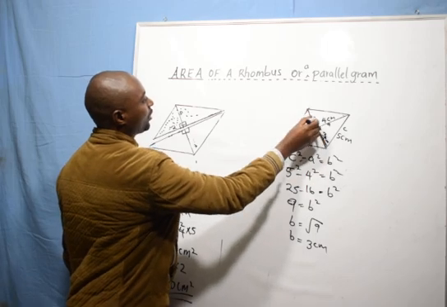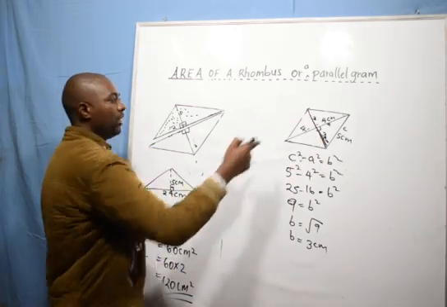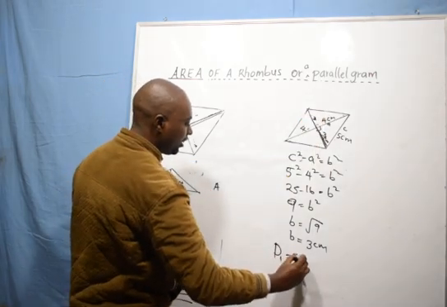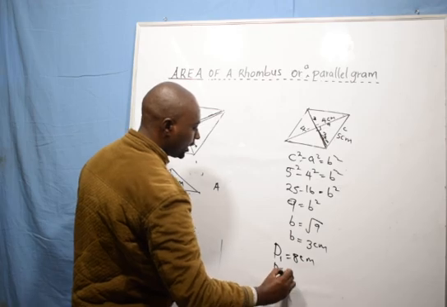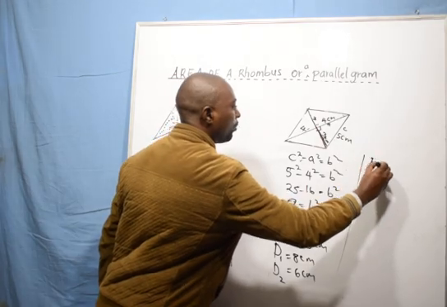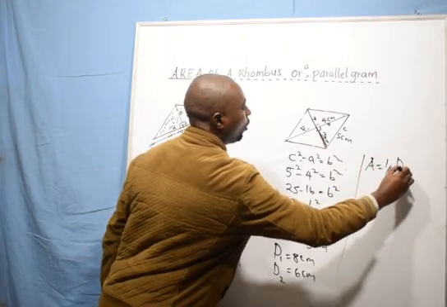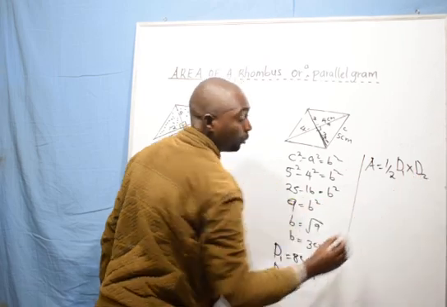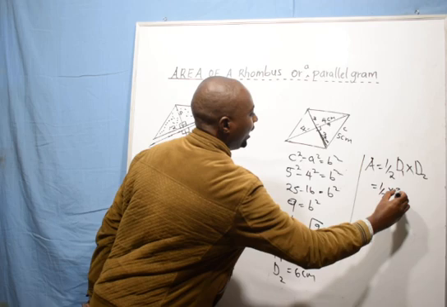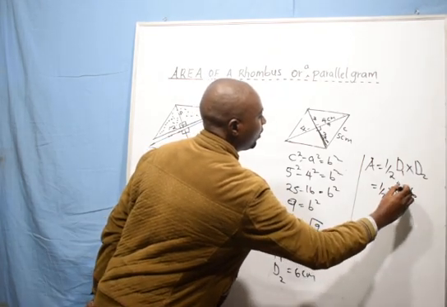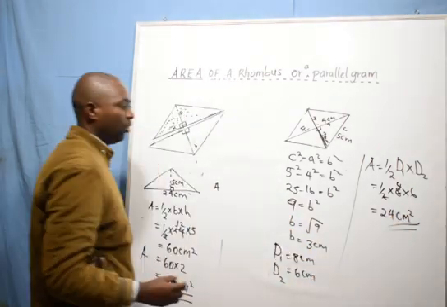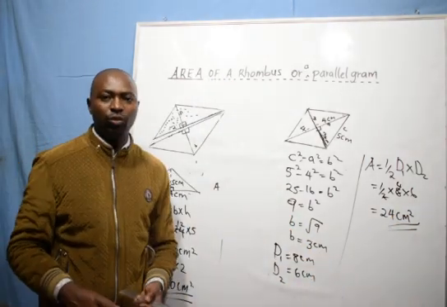If this is 3, this part is also 3. I have complete diagonals: 3 by 3, 4 by 4. So diagonal 1 is 8 and diagonal 2 is 6 centimeters. How do I get the area? The area of that rhombus will be a half diagonal 1 multiplied by diagonal 2. In my case here, I get a half times 8 times 6. You simply get 24 square centimeters. I have an exercise for you to attempt.